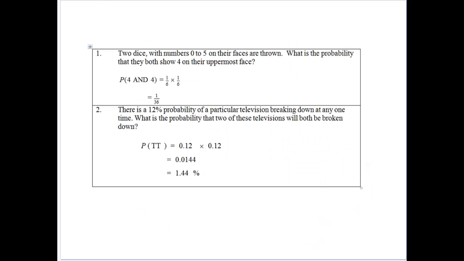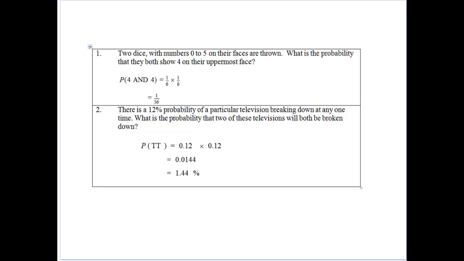So we have a look here at some examples. Two dice with 0 to 5 on their faces. What's the probability that they both show 4? Well, the probability of a 4 and a 4. On the first die, it's a 1 in 6 chance. On the second one, it's 1 in 6, so 1 in 36.